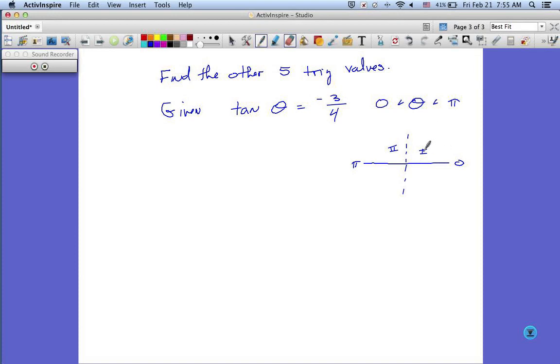First quadrant, sine and cosine are positive, which means positive over positive, right? Tangent's the ratio. That's also going to be positive. Here, second quadrant, sine is positive, but cosine's negative. Sine over cosine, positive over negative. Again, quadrant 2 is my winner.